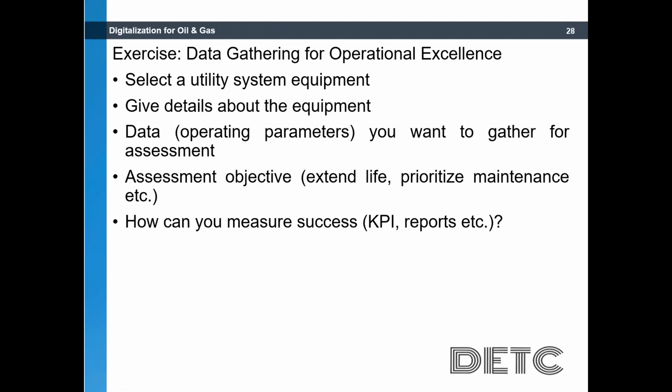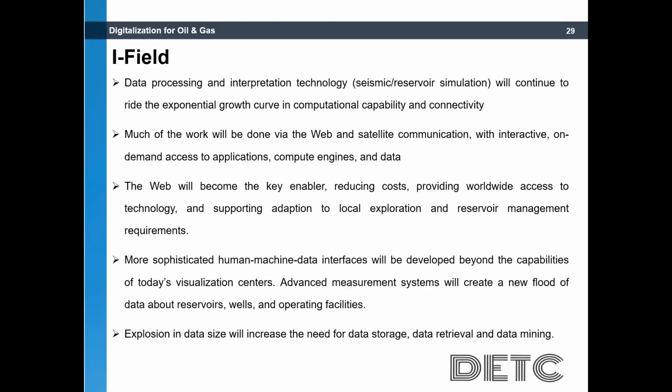And then what is the objective? Is it to replace that equipment? Is it for maintenance? And what is the best way to set metrics and KPIs for your operational excellence? This is applicable for all equipment that you are working with, and this is a very useful exercise that can help you extend, for example, the life of your assets.